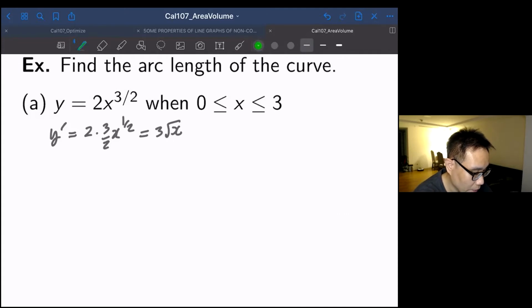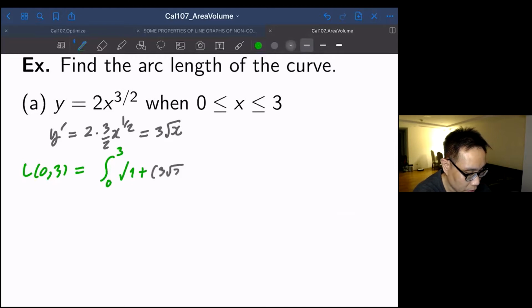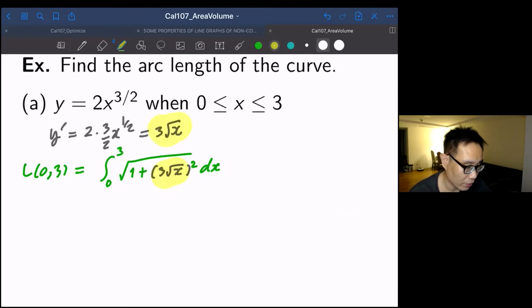And you're going to set up the integral. So it's going to be L from 0 to 3. Okay, so you know that x is between 0 and 3, right? So it's going to be the integral from 0 to 3. Okay, and you have the square root of 1 plus the y prime, so it's going to be (3 root x) squared dx. Okay, so you see that I put y prime in the place that you have here. So that will be just the setup.